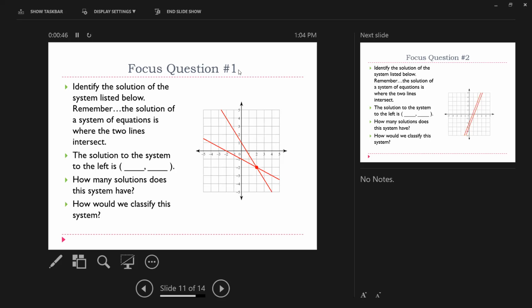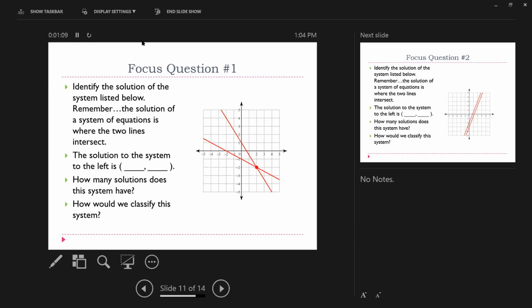Where do they cross? (2, -2). We still have to do the ordered pair in the correct order. X first, Y second. To the right 2, down 2. That is (2, -2).